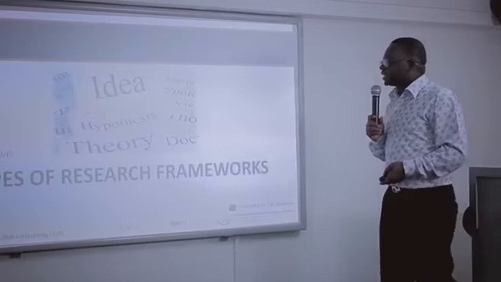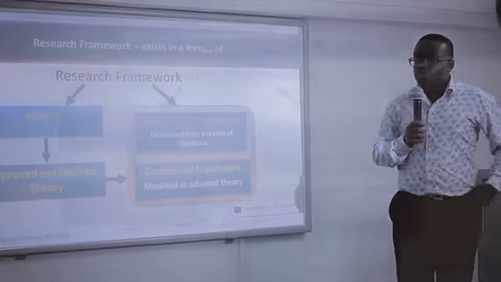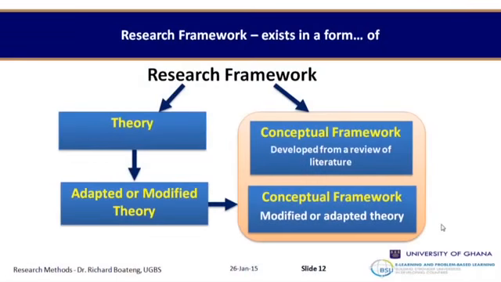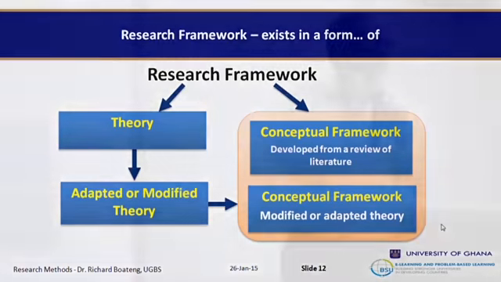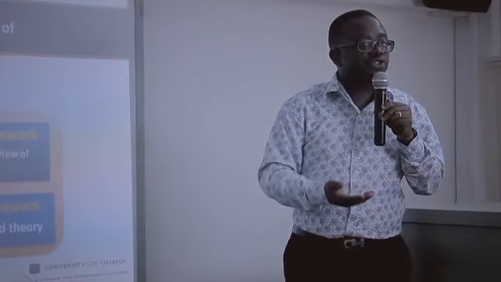Now, there are different types of research framework. To make it simple, a research framework can be viewed in two parts. First, you could go into theory. Theory is an observed pattern about how things work in society, how variables come together to explain a social phenomenon. One thing about theories is that they have been tested over time and they become established. So they look like a given truth.